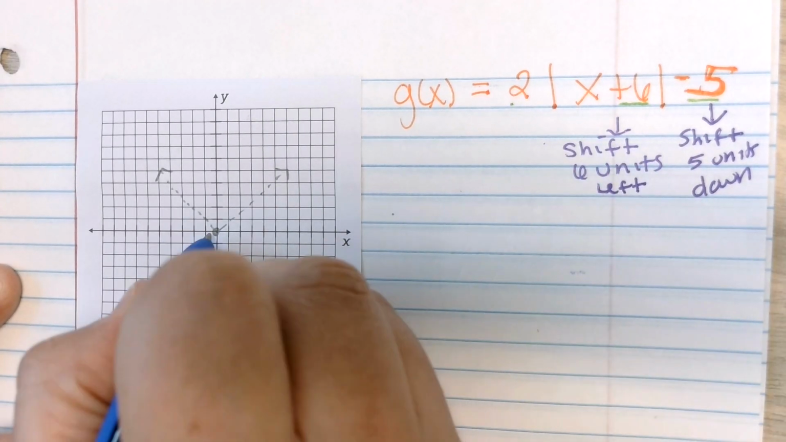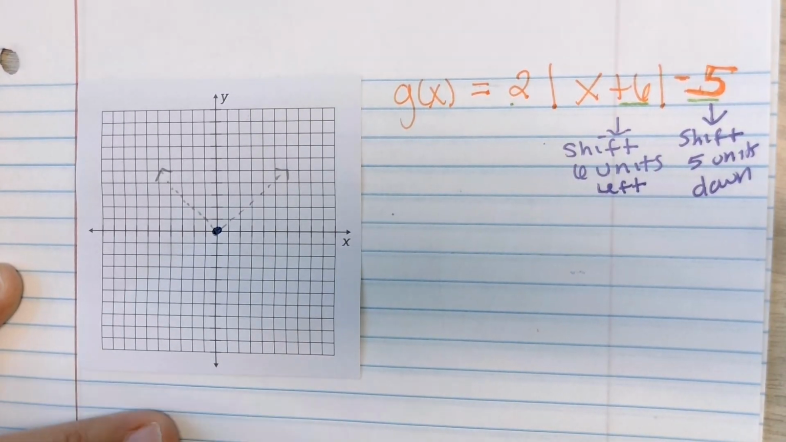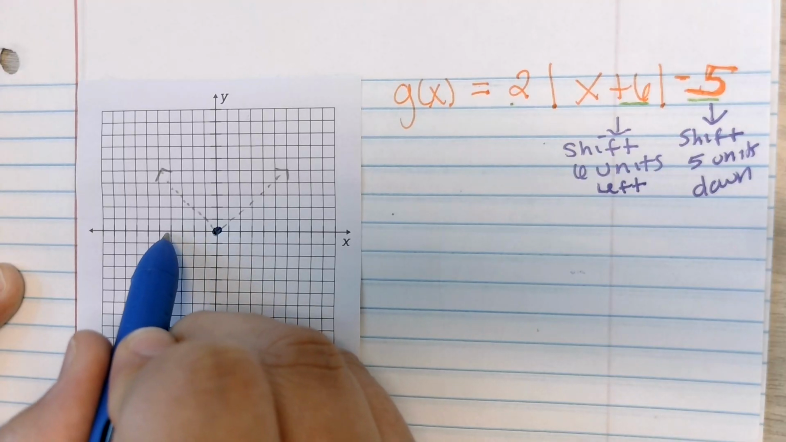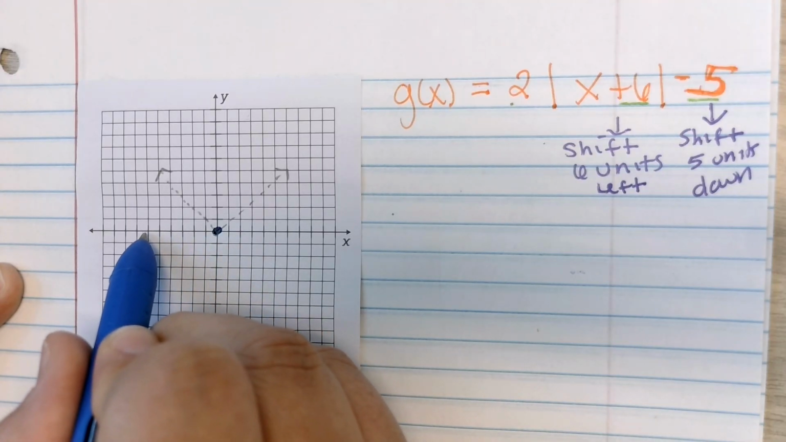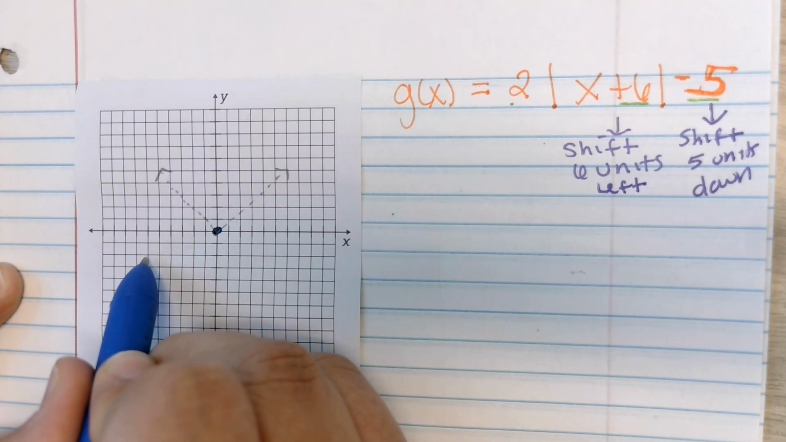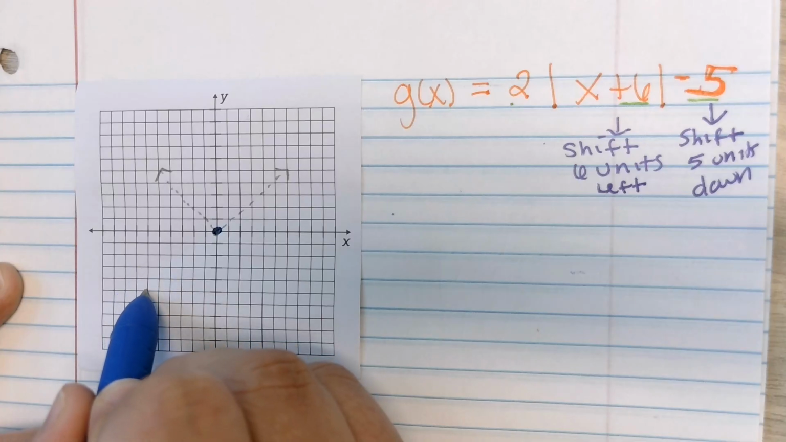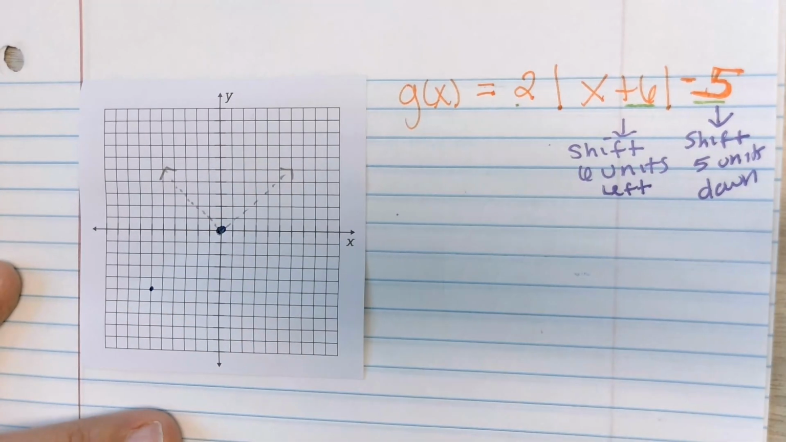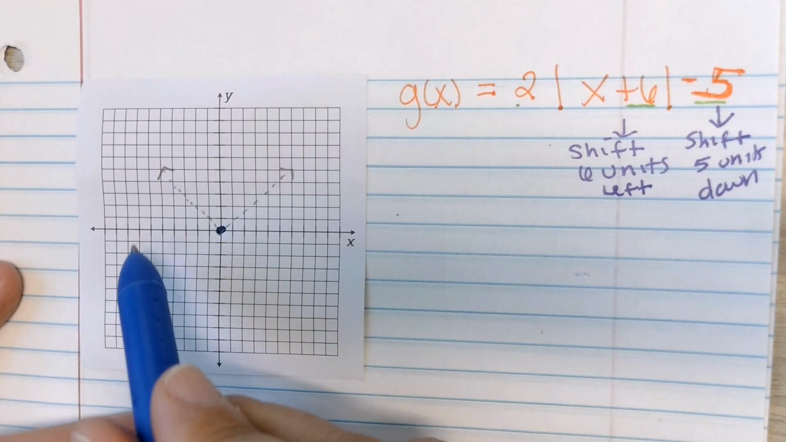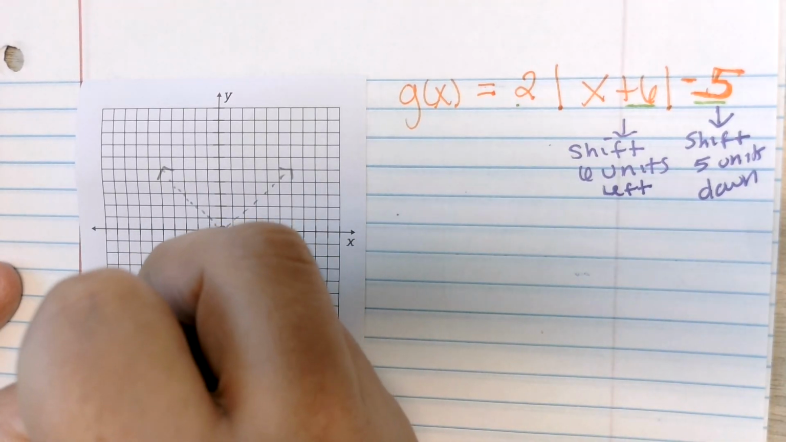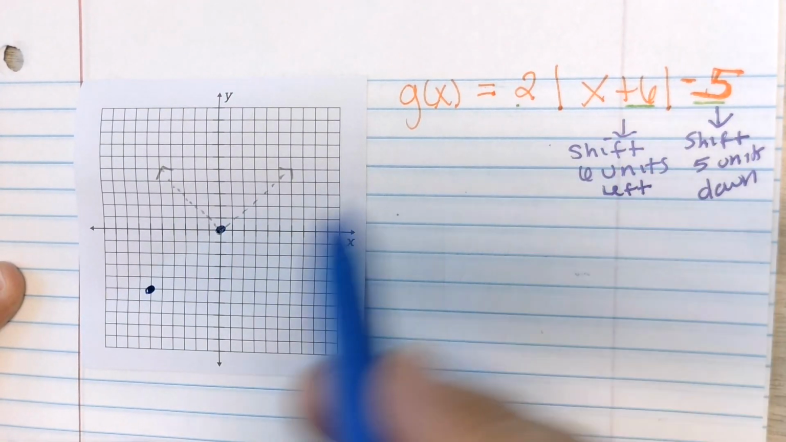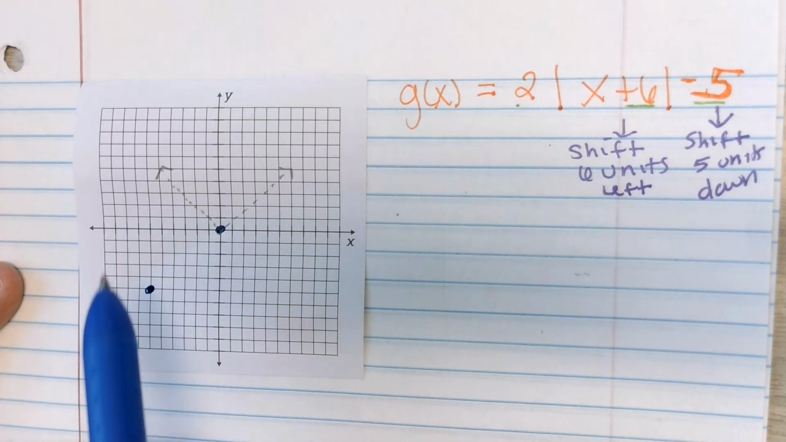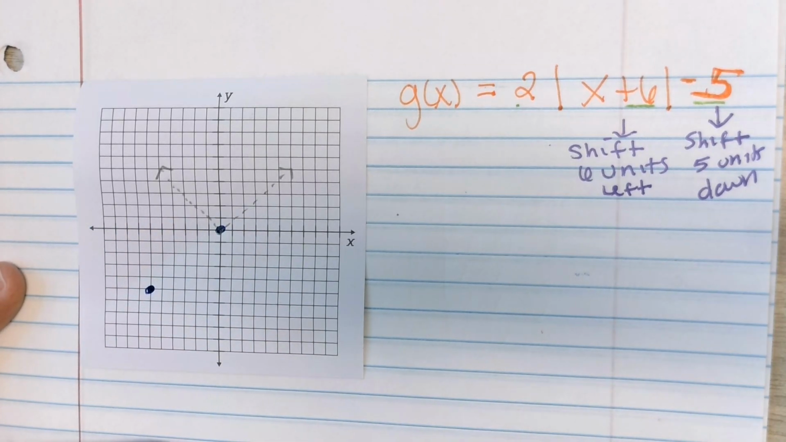So I'm going to take my original vertex and I'm going to go 6 left, 1, 2, 3, 4, 5, 6, and 5 down, 1, 2, 3, 4, 5. Ooh, I need to recount that. 1, 2, 3, 4, 5. Okay, so we've moved 6 left and 5 down. Again, you could have started by writing your vertex, and then you could have done the transformations. You can see that it's gone left and down.